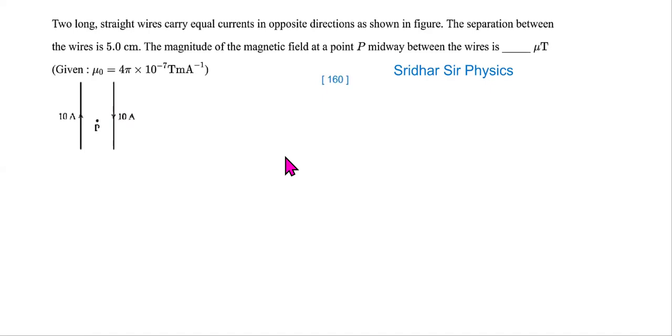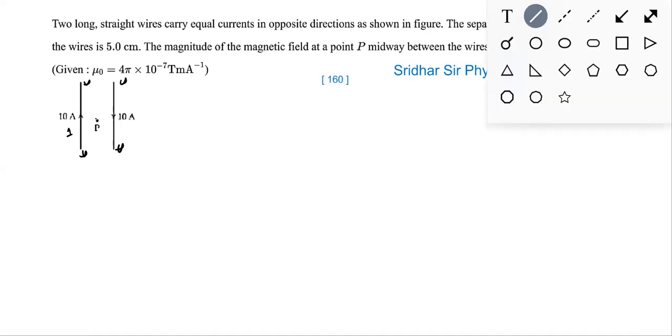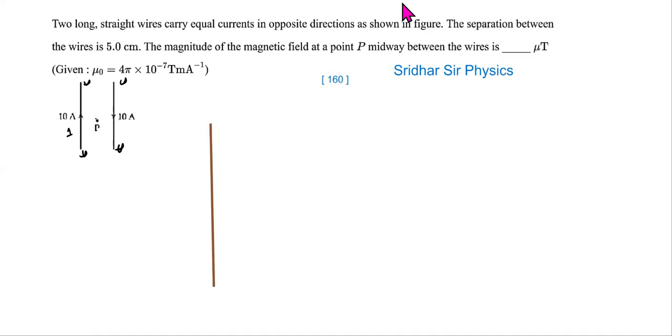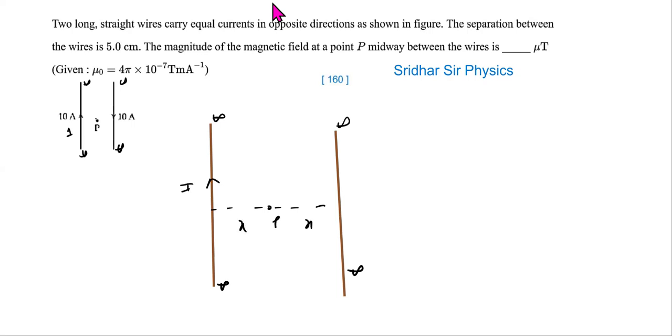Next one. The magnitude of the net field at point P midway between the wires. Let me draw it. This is exactly the midpoint, and we have to calculate the magnetic field. Due to this current I, here the current will be in this direction.